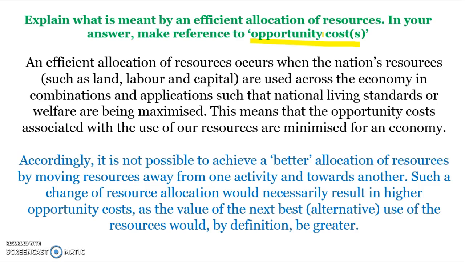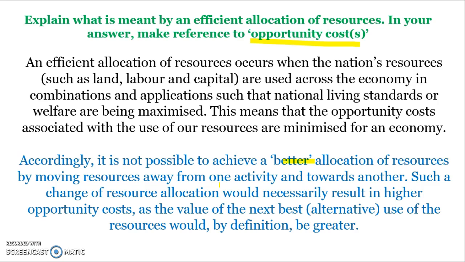And that occurs when we choose the best option in a situation. We minimise our opportunity cost. For an efficient allocation of resources to occur, it means it's not possible to achieve a better allocation of resources by moving resources away from one activity and towards another. So we're basically saying we're no better off, we're at the best we can possibly be in terms of our living standards. We can't be better off if we dedicate more resources to something and away from something else.